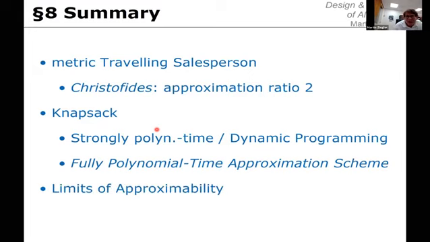And finally, we've seen that some optimization problems cannot be approximated up to any constant factor unless P is equal to NP, namely the non-metric traveling salesperson problem cannot be approximated up to any constant. So that's all for chapter 8.